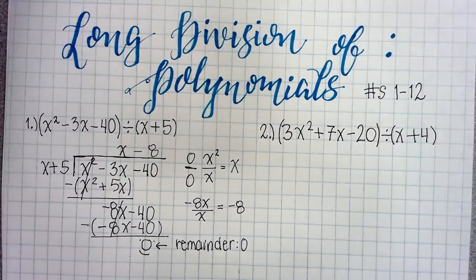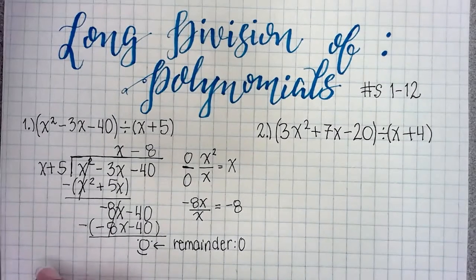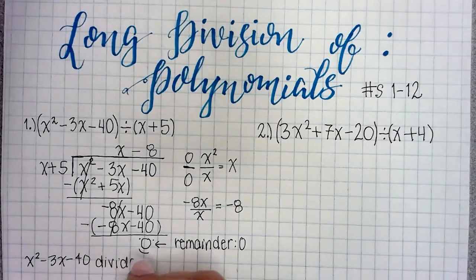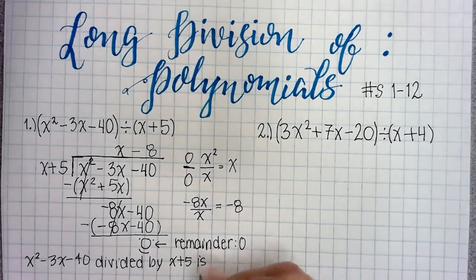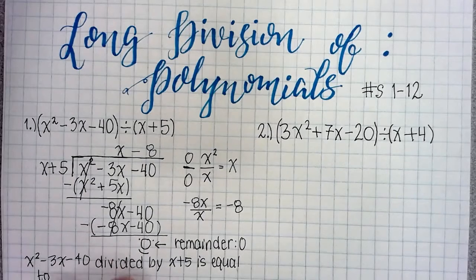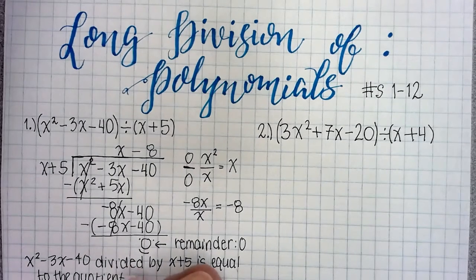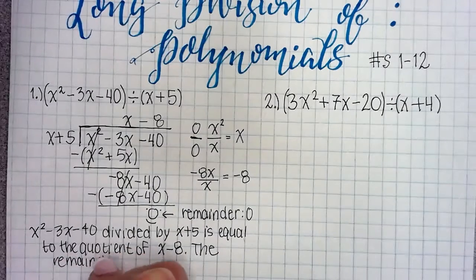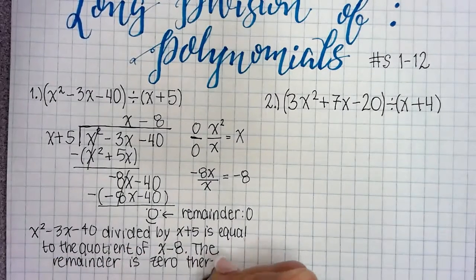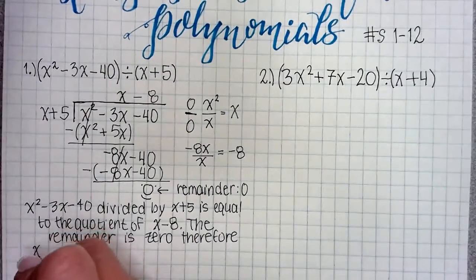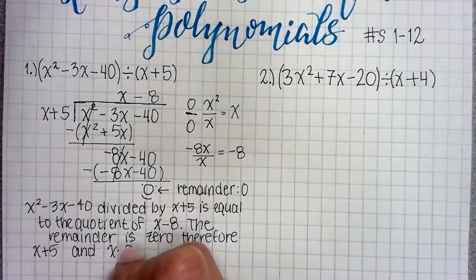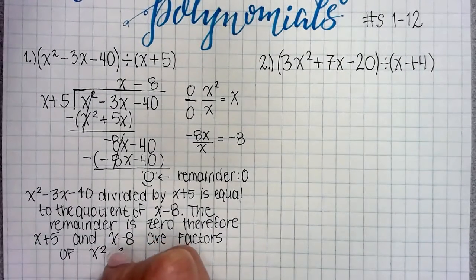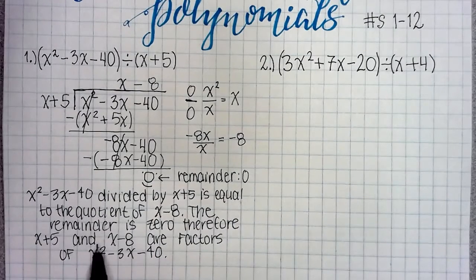So if we want to finish this up with a complete thought, you can write something like: x squared minus 3x minus 40 divided by x plus 5 is equal to the quotient of x minus 8, the remainder is 0, therefore x plus 5, and don't use a plus sign, x minus 8 are factors of x squared minus 3x minus 40. Now actually, since they're both linear factors and prime, they create the factored form of this.